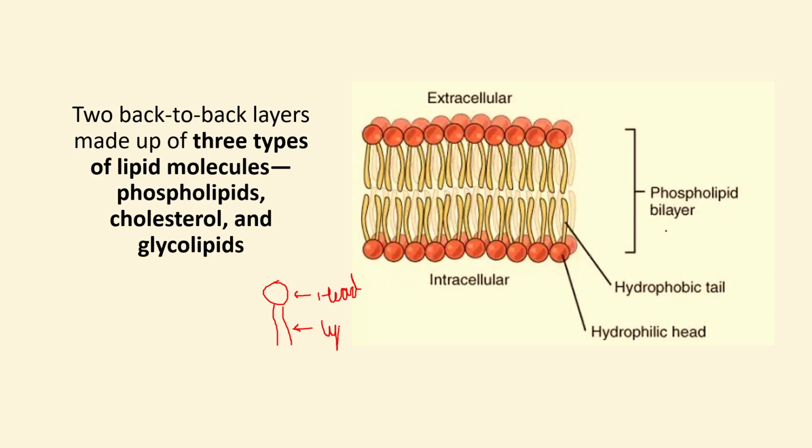What is the meaning of philic? Philic means loving. So hydrophilic means water loving, and hydrophobic means water hating. Hydrophobic also means lipid loving, so it is also called lipophilic. So the tail is lipophilic in nature, and the head is hydrophilic in nature. You can remember: tail, L for L, lipophilic tail, and hydrophilic head.